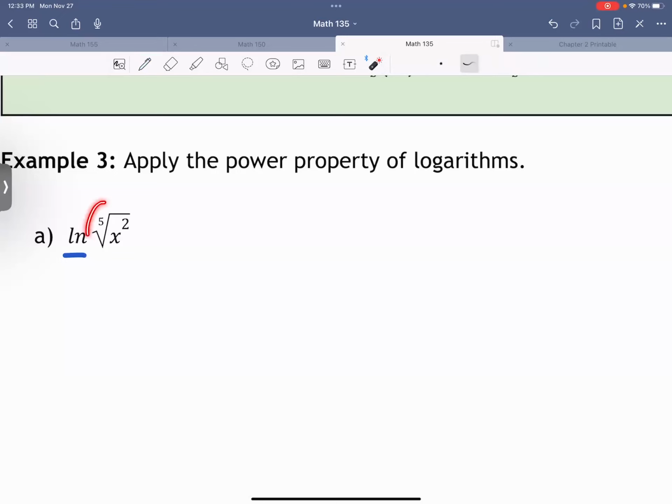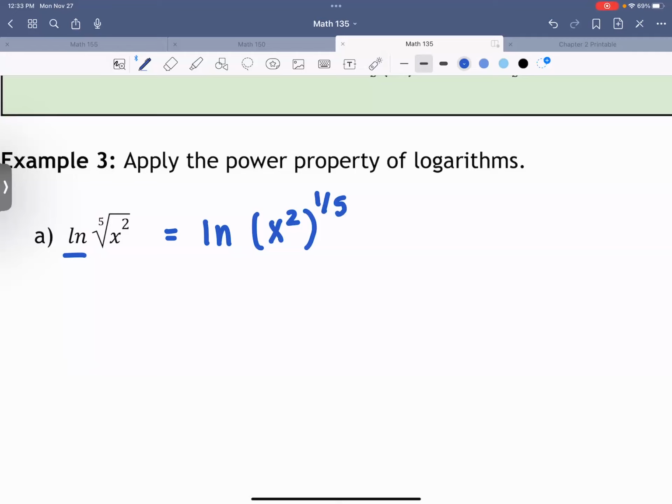Does anyone remember what the 5th root is as an exponent? It's not just the 5th, it's 1/5, right? Instead of saying the 5th root, we can say that this is x squared to the 1/5 power, right? Same thing as saying a root, it's just in fractional power, okay?